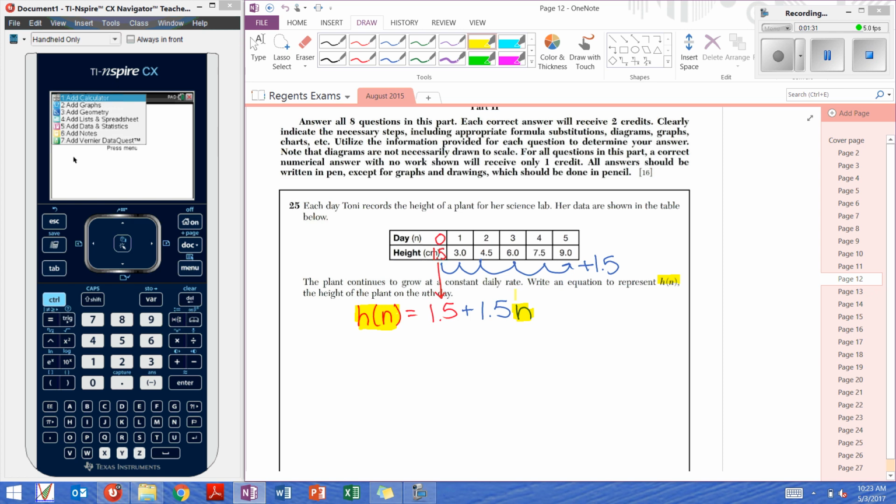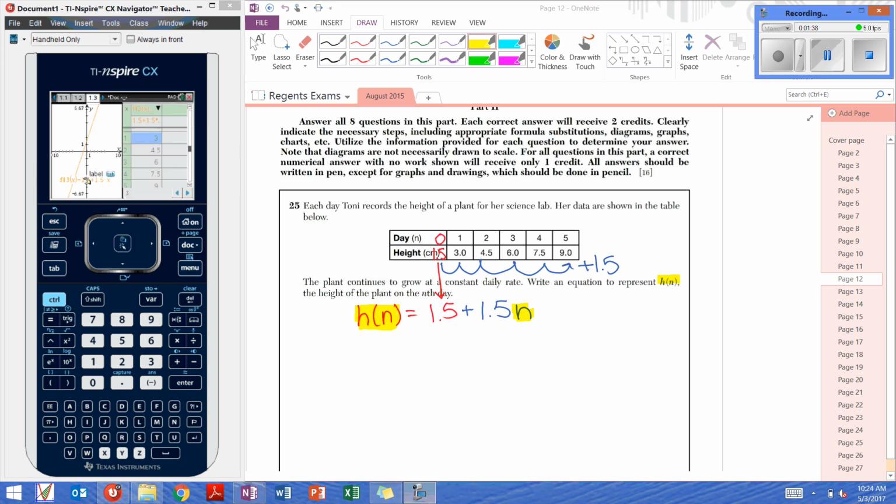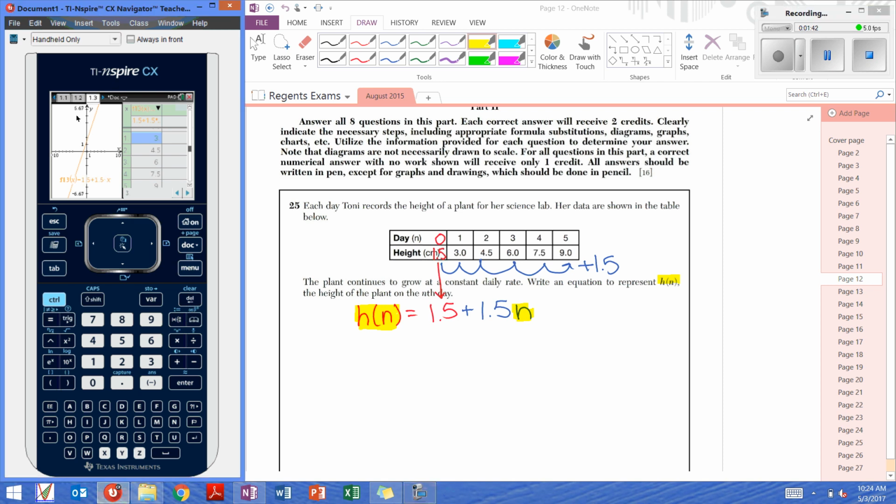Now, of course, we definitely want to check something. Anytime we create a function, we're not just going to move on. We want to make sure that this is correct. So I'm graphing it, and I'm noticing that I had to put in x in my calculator, but I want to make sure that the point 0, 1.5 is there, 3, 4.5, 6. So every single x and y value matches up to the table here, so we're in good shape.